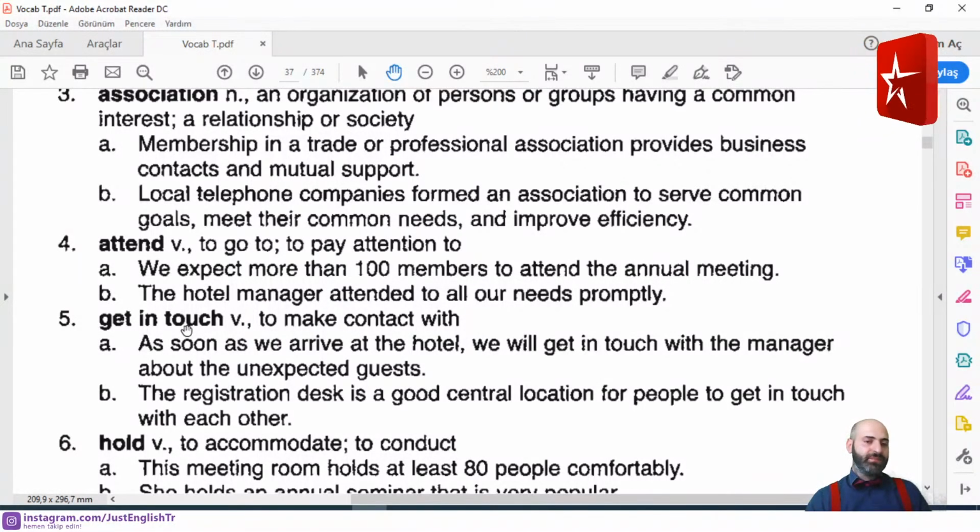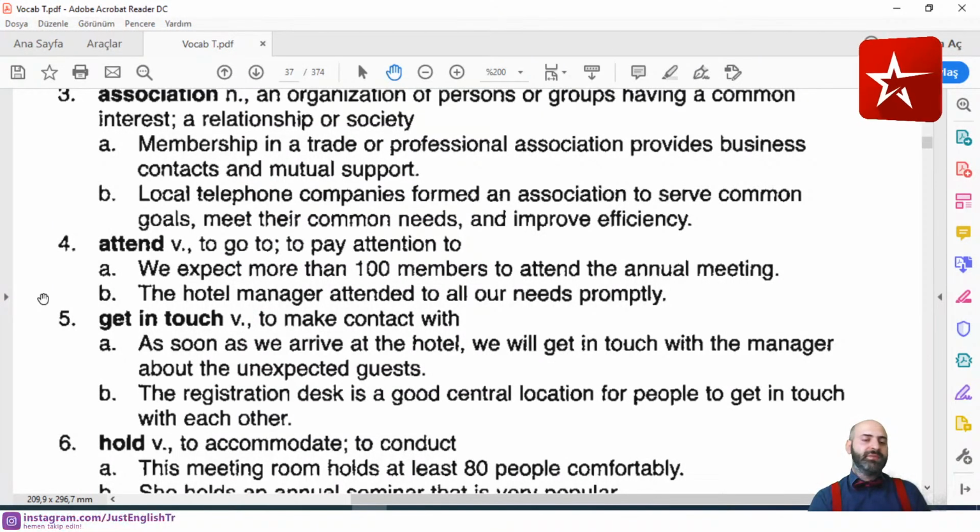Get in touch. I think you know the phrase get in touch. It means to make contact with someone. For example, I'm interested in one person about a project and I should get in touch with him. So I should contact this person.